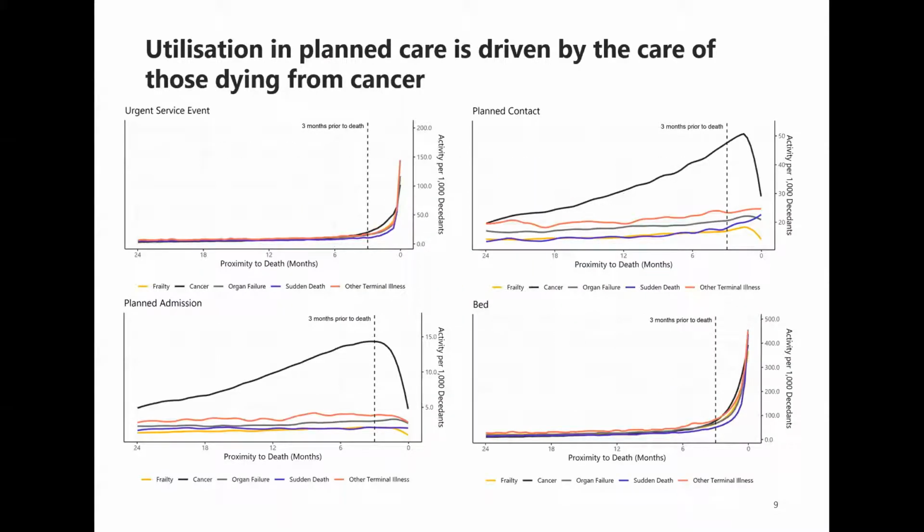In our report, we also consider how utilisation varies between the 5 different causes of death. For urgent care and bed days, although curves do differ, they're not wildly dissimilar. We would describe them in a very similar way. However, it stands out for both types of planned care, contacts and admissions, that the care of cancer patients dominates use. This is even though, as explored in an earlier video, cancer patients equate to only a fifth or 20% of all decedents.